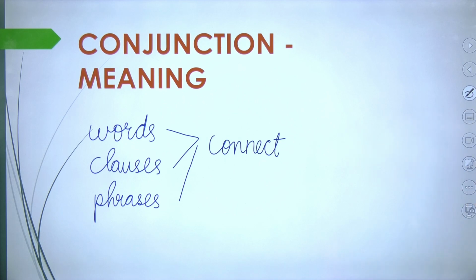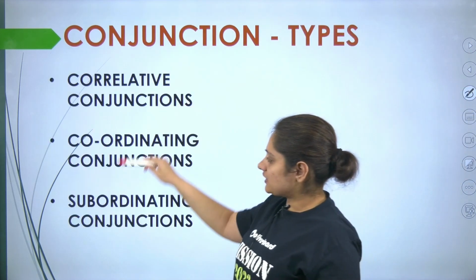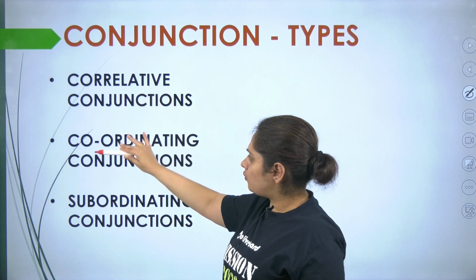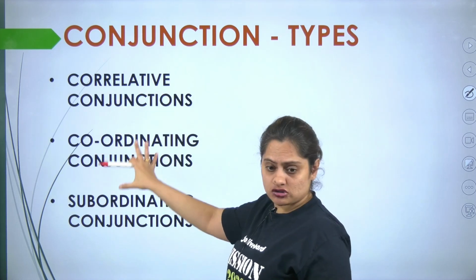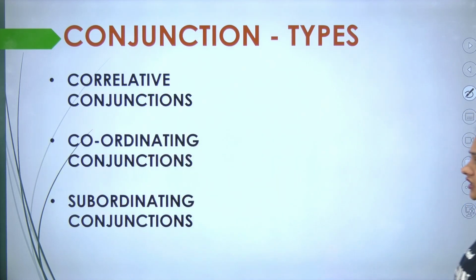So that is the basic meaning. Now you will find that three types are usually there in conjunctions. We'll discuss each of the types because your rules are also related to the types only. If you know the types, you know the conjunction part very well. So these three are the basic types: correlative, coordinating and subordinating. Your questions will be based on these only.